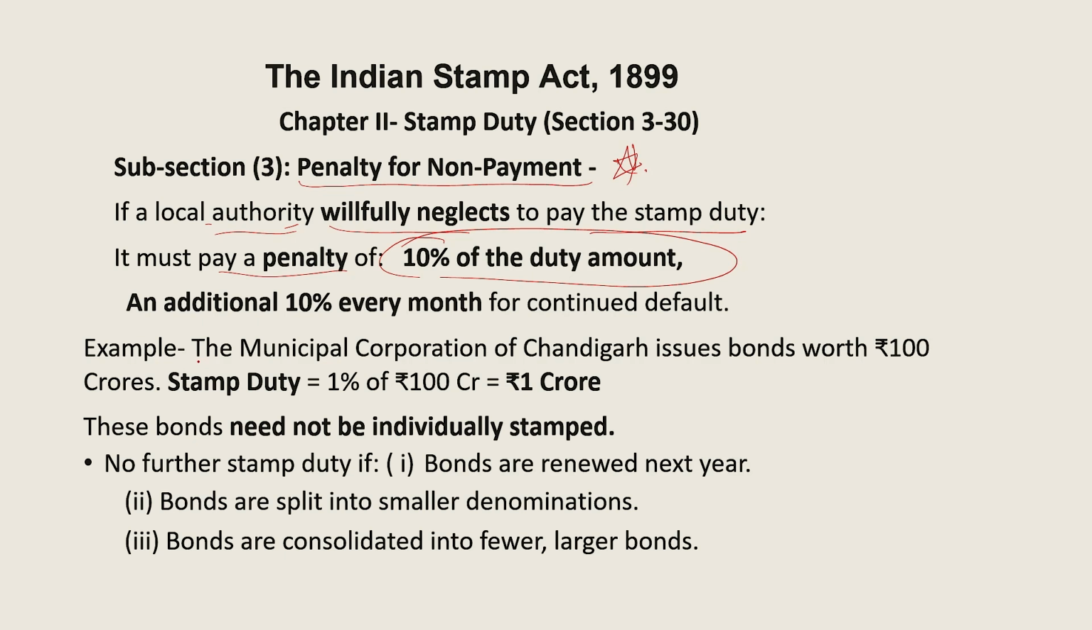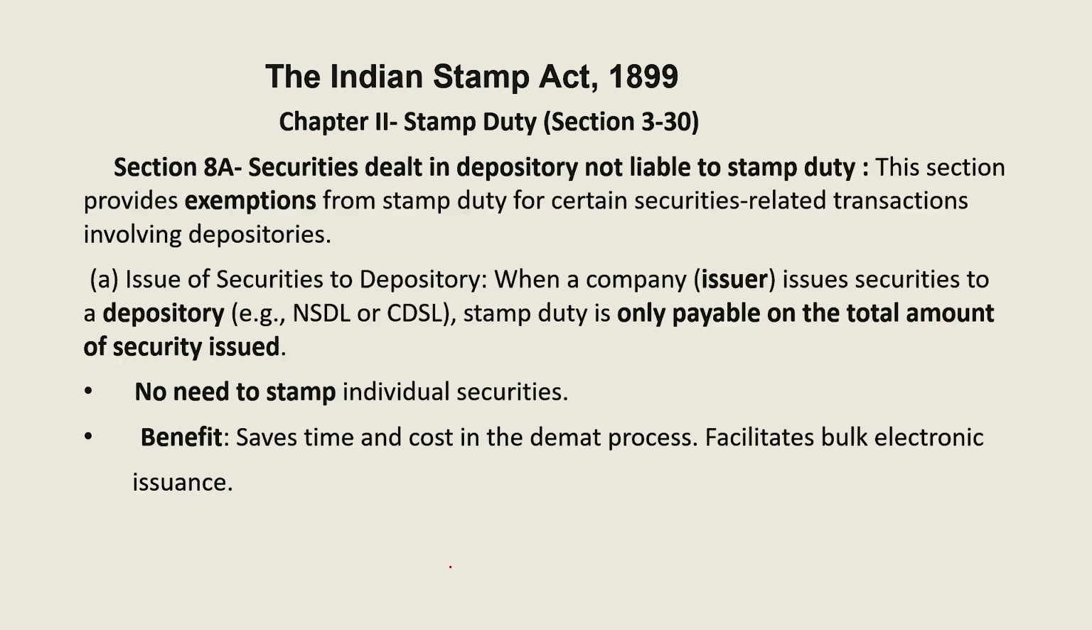Let us take one example. The Municipal Corporation of Chandigarh issued bonds worth ₹100 crores. Stamp duty is 1% of the 100 crore, that is 1 crore. So these bonds need not be individually stamped. Once stamped for 100 crore, the stamp duty is 1 crore. Now these bonds don't need to be individually stamped, and no further stamp duty will be required if these bonds are renewed next year, or bonds are split into smaller denominations, or bonds are consolidated into fewer or larger bonds.